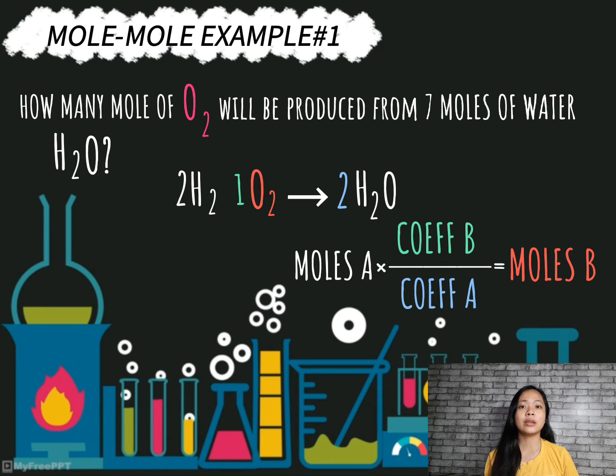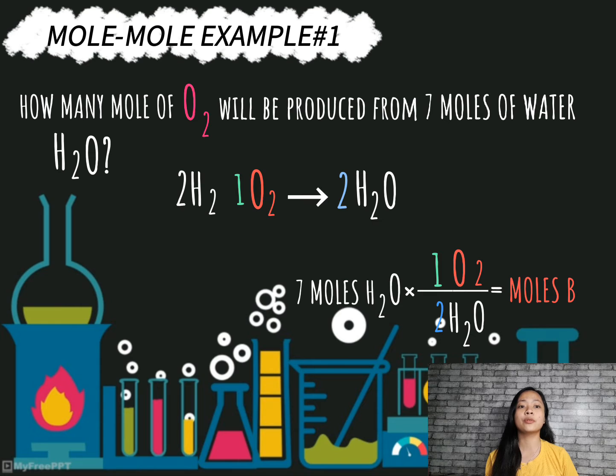So moles A will be H2O, and coefficient B is the most wanted or the most required, that will be 1 O2, and coefficient A is the most given, so that will be 2, and the moles B is the O2 because this is what we are looking for. So we need to substitute the moles A, that will be 7 moles H2O, and in coefficient B, that will be 1 O2, and in coefficient A, that will be 2H2O.